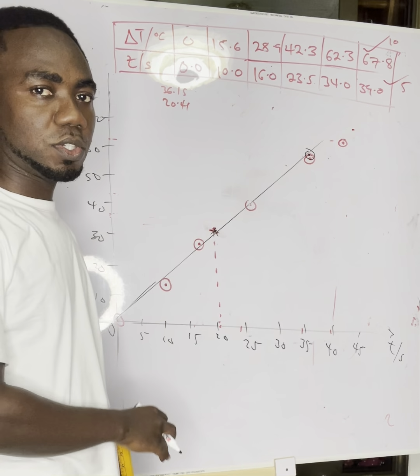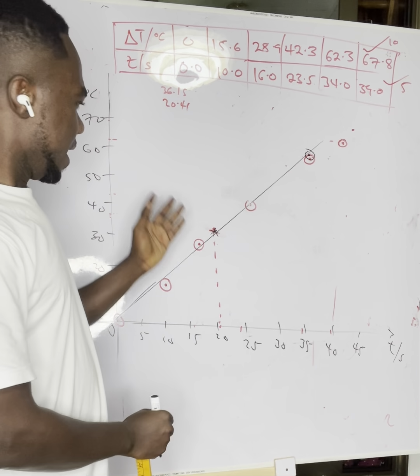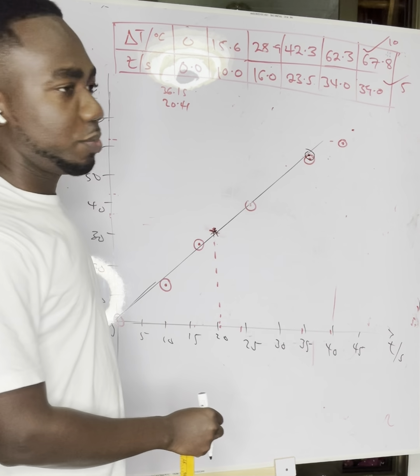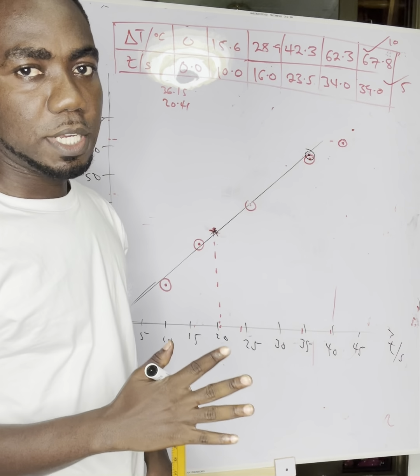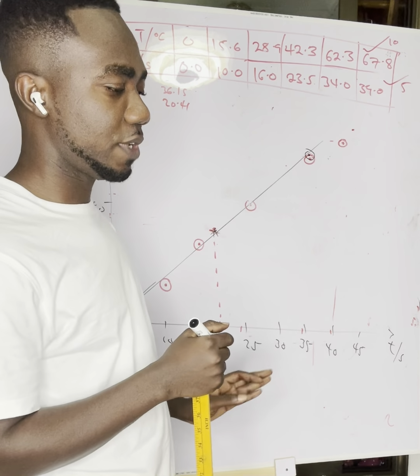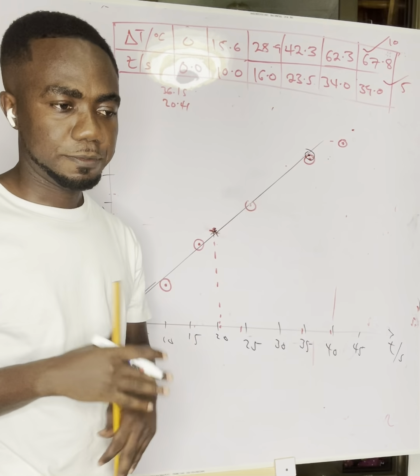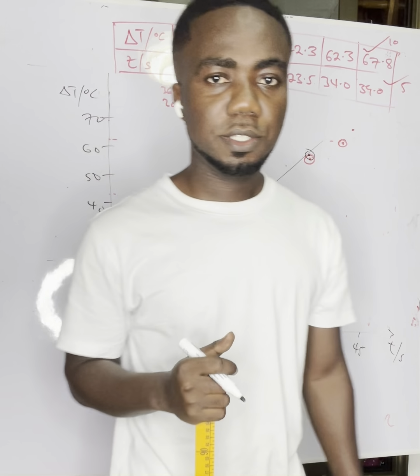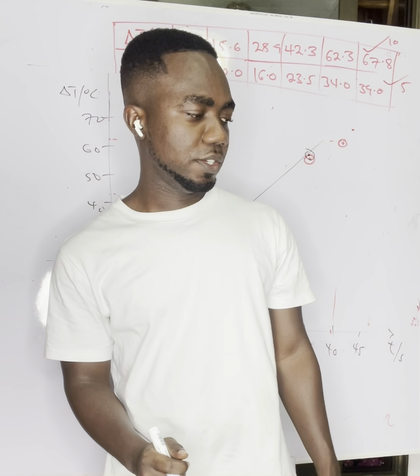So that's how to plot a graph when given the x and y components. You need to get your plottable values first and make sure that your scale, the plottable values, falls within 1, 2, and 5.